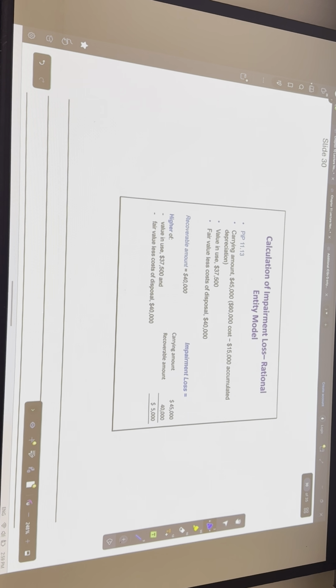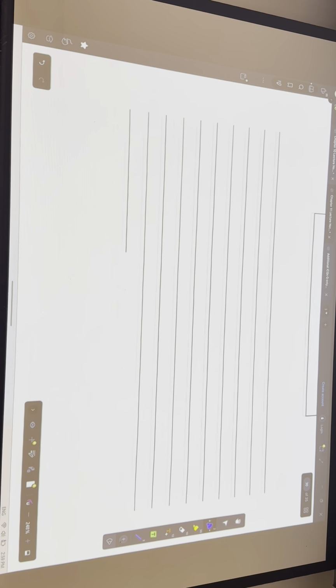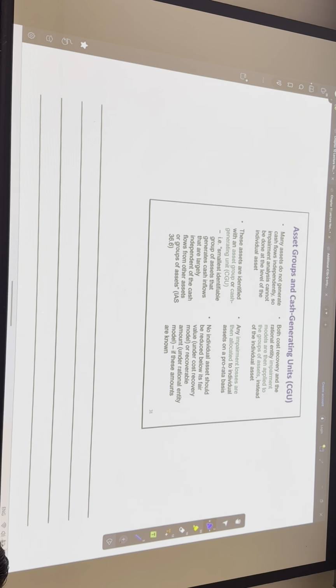And this is the example, you guys. This is called a rational approach, because a rational person would pick the greater of the two to determine whether I should keep the asset or not. Okay? All right.